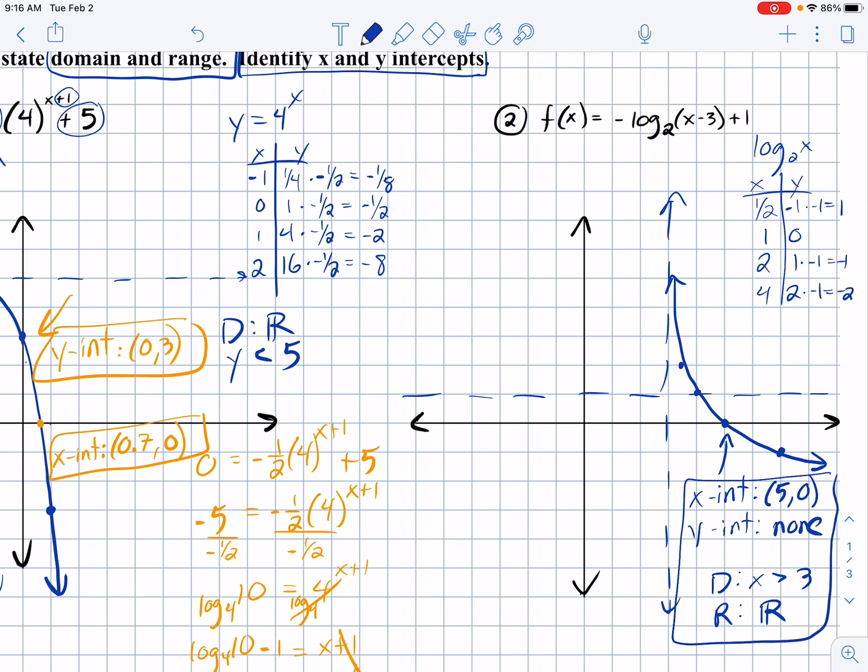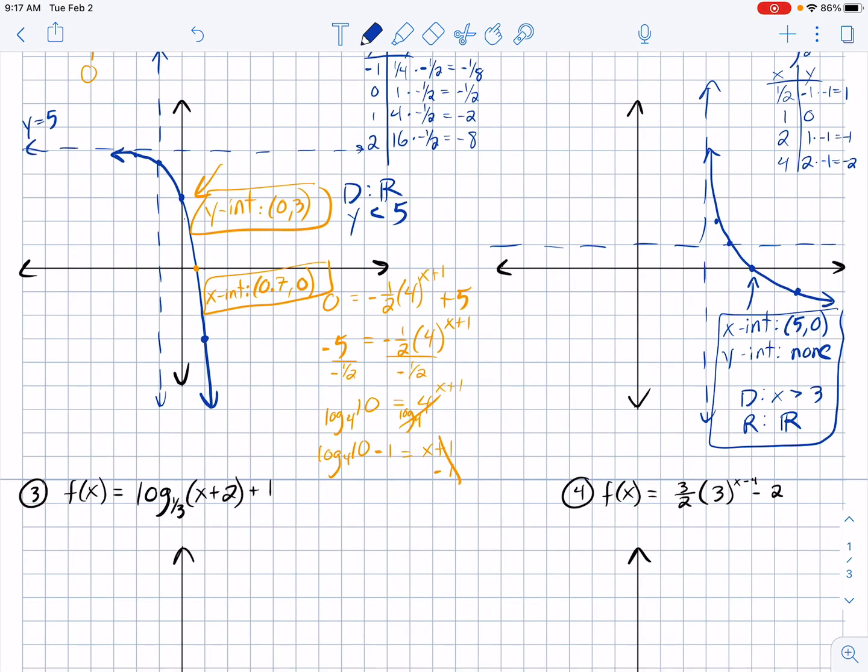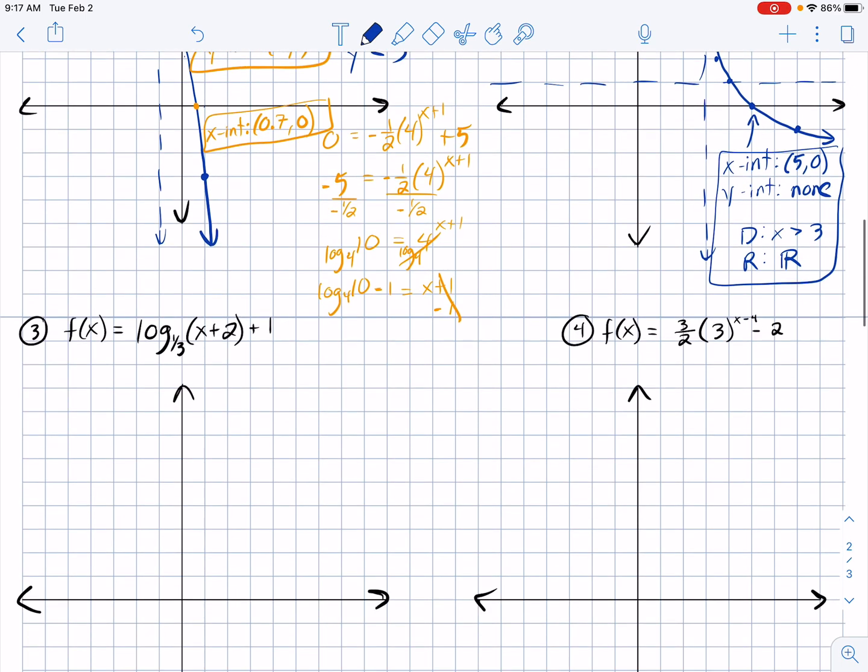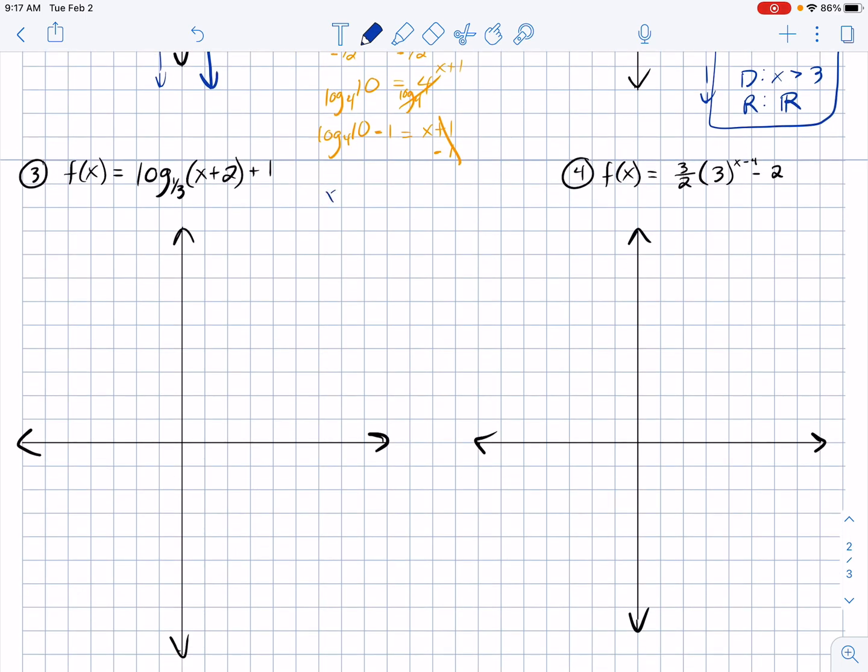Great job there. How about another log function? Log of x plus 2 with a base 1/3. Let's make our table. Left 2. Up 1. Would have plugged in 1, 1/3, 3, and 9. This would be 1, 0, negative 1, and negative 2.